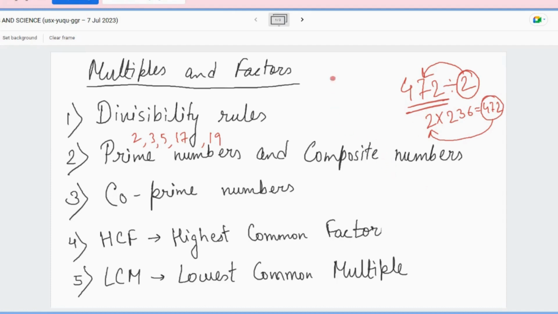Clear? So can I write that factors are smaller than multiples? Can I say this?